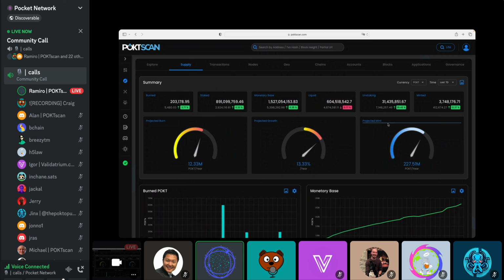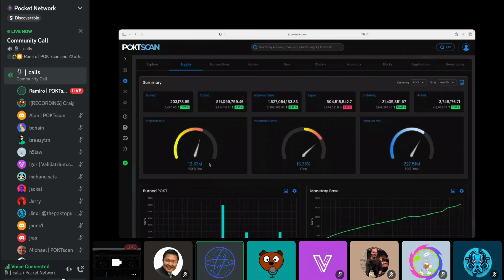The minted POKT is the same, but we do it with the amount of POKT that was minted in a period of 7 days. This one, we divide it by 7, multiply it by 365, and we obtain how much POKT we're going to be minting in a year. With these two values, we can get the difference of these values, like 227 minus the burning, 12 million, you get the change in the monetary base.